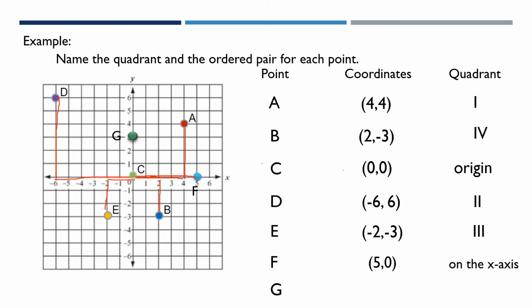Horizontally, hindi nag-move yung ating point. Okay, so, sa x value, it is 0. And vertically, nag-move siya at nakatapat sa positive 3. So the coordinates of point G, we have 0, 3. And it is located on the y-axis.